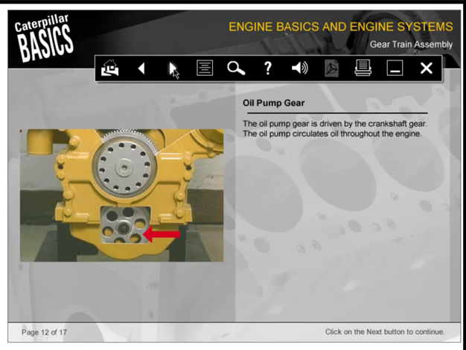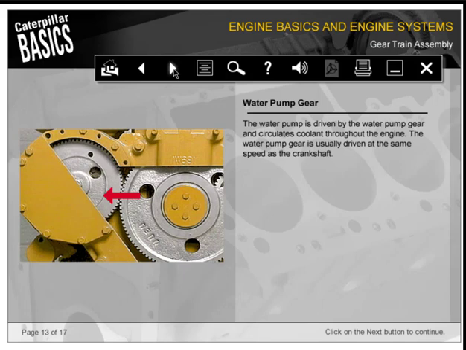The oil pump gear is driven by the crankshaft gear. The oil pump circulates oil throughout the engine. The water pump is driven by the water pump gear and circulates coolant throughout the engine. The water pump gear is usually driven at the same speed as the crankshaft.